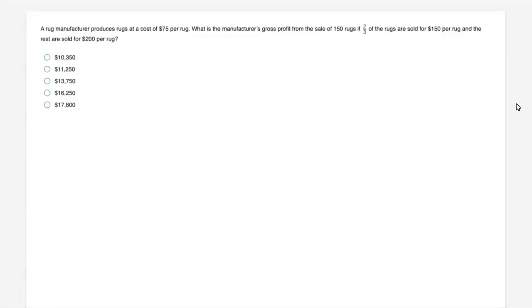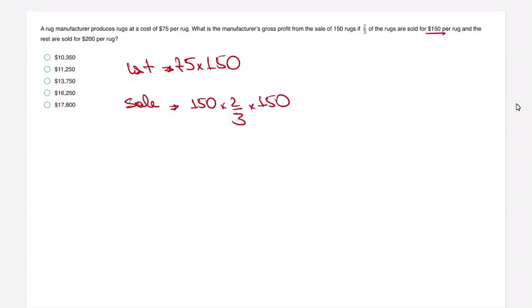A rug manufacturer produces rugs at a cost of 75 per rug. What is the manufacturer's gross profit from the sale of 150 rugs? So the cost is 75 times 150, right? The sale is 150, 2/3 of this for 150 each. So this is the quantity and this is the value.